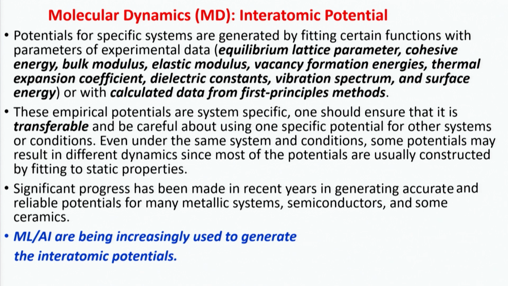Most potentials are usually constructed by fitting to static properties. Significant progress has been made in recent years in generating accurate and reliable potentials for many metallic systems, semiconductors, and some other systems. So ML and AI are being increasingly used to generate the interatomic potentials. So here is the main use of AI and ML in molecular dynamics.